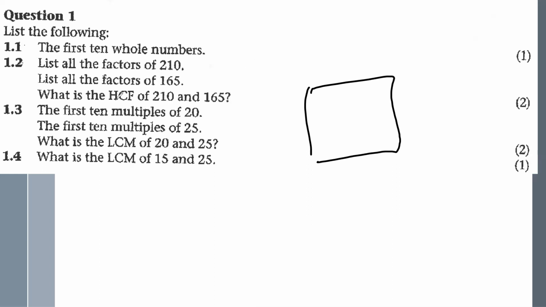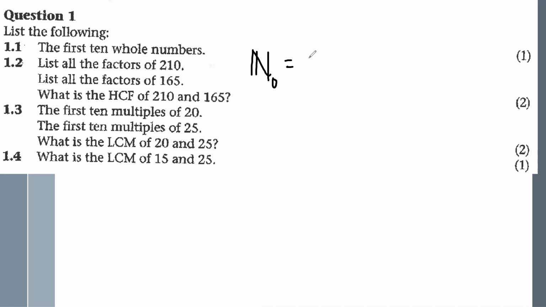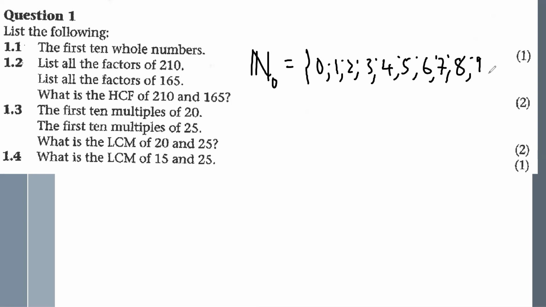So in the South African curriculum, we define whole numbers as numbers that actually count things, objects. This is the symbol that represents the whole numbers, with a subscript letter 0. These are the numbers 0, 1, 2, 3, 4, 5, 6, 7, 8, 9, and so on. I will stop at 9 because I have actually answered the question.